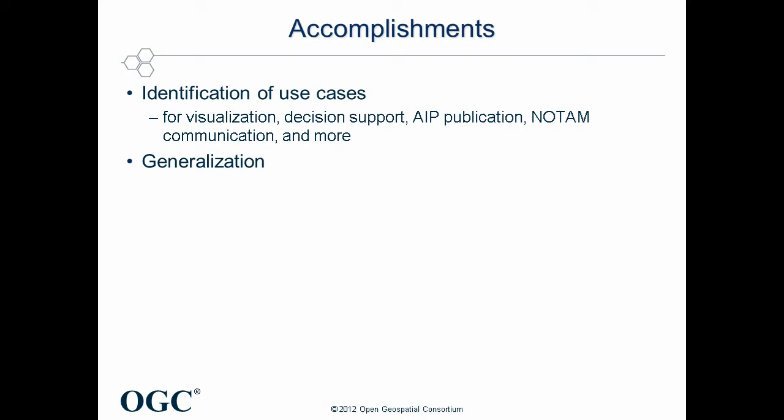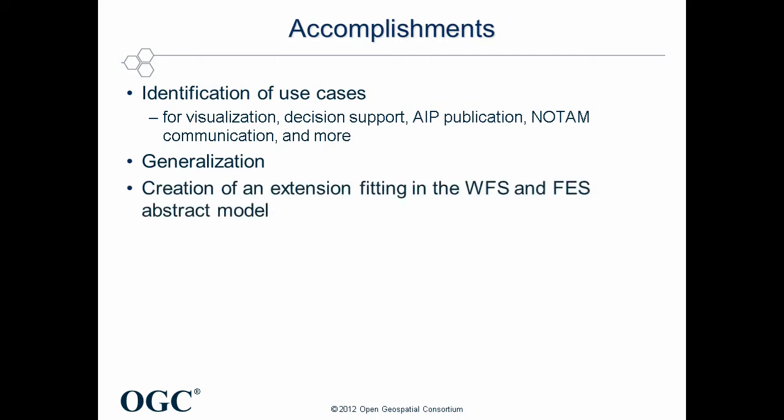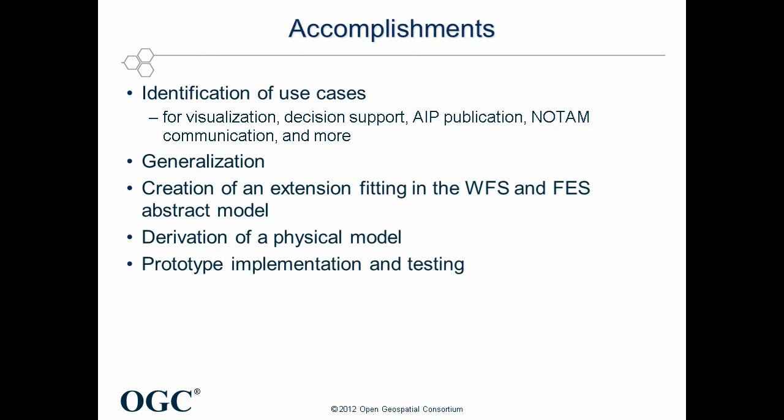Missing functionality was generalized to form a solid base for an extension, which in turn was embedded in the abstract model behind the web feature service and filter encoding standards. Finally, the model was used to generate a physical representation in form of an XML schema, and a prototype was implemented and tested, both on server and client side.